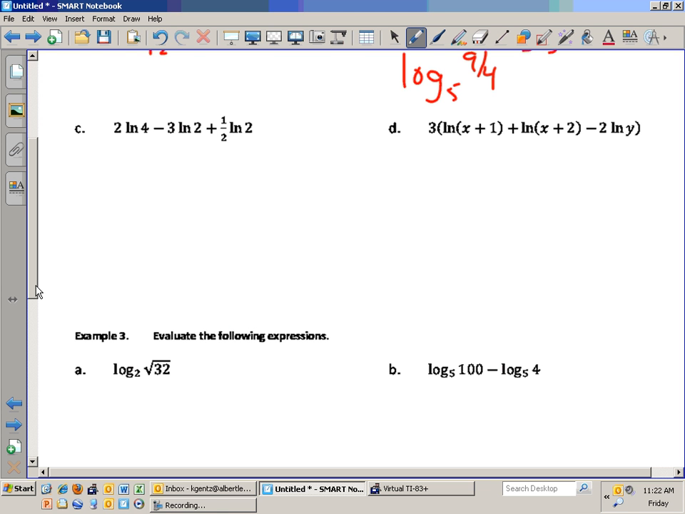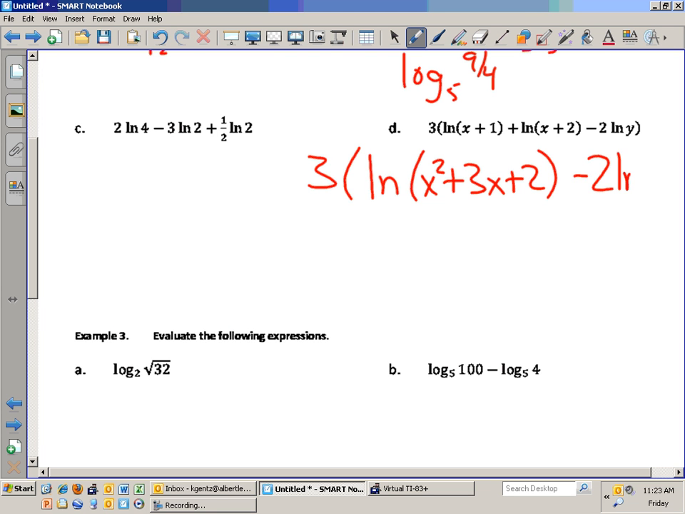I'm going to leave this 3 right here, and I'm first going to go 3 times the natural log of, what can you do with the x plus 1 and the x plus 2? Times them together to get x squared plus 3x plus 2. Minus that 2 natural log of y. What can you do with 2 natural log of y?